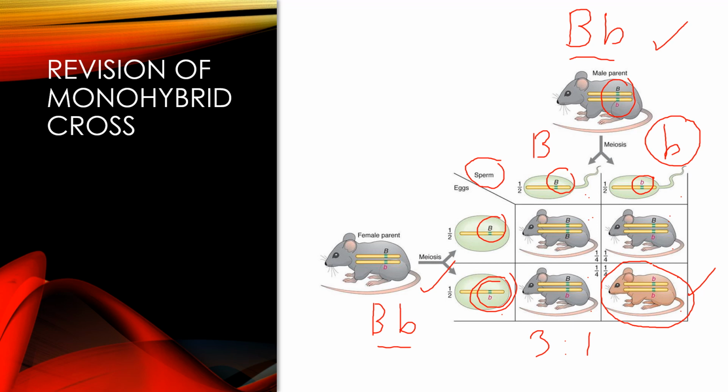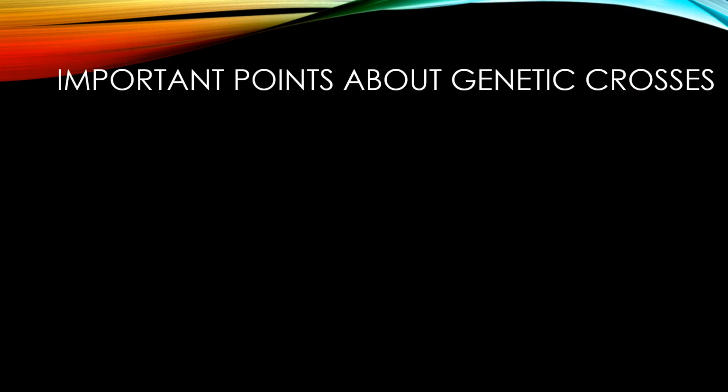If you don't understand monohybrid crosses, go back to the other presentation about the pea plants. But let's move on. There are a few things about genetic crosses that we need to remember. One is that these are ratios. Again, it's not definite.